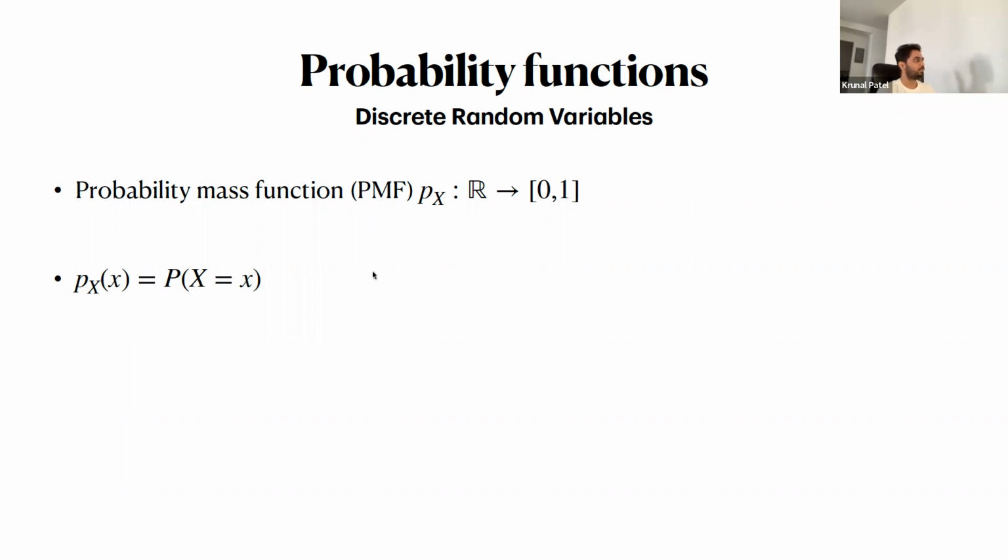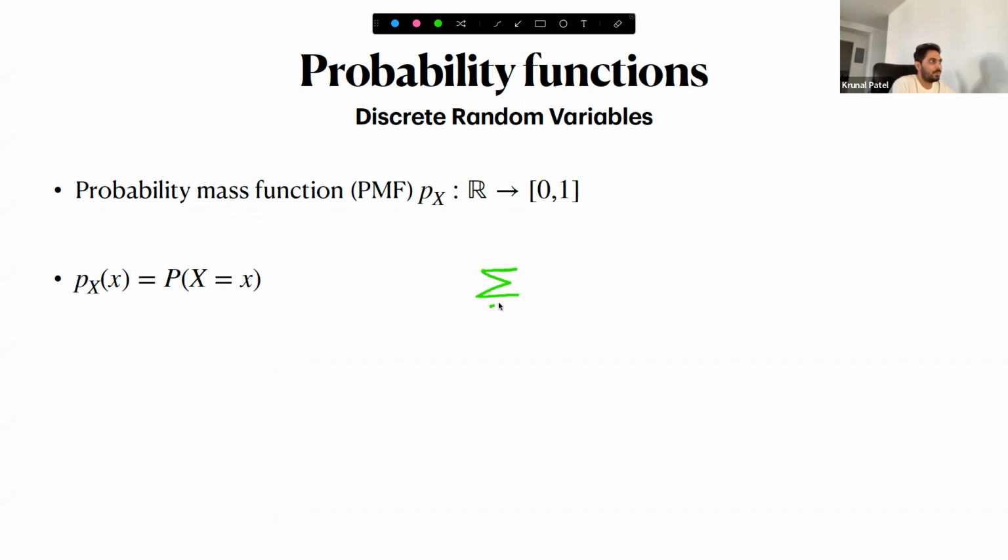At this point, I want to ask, can anyone tell me what will happen if I try to sum up the probability of the random variable X for all possible values that it can take?